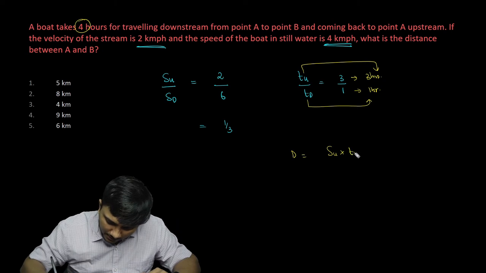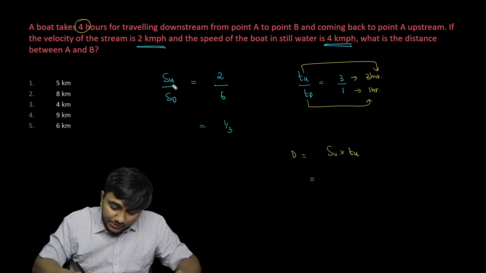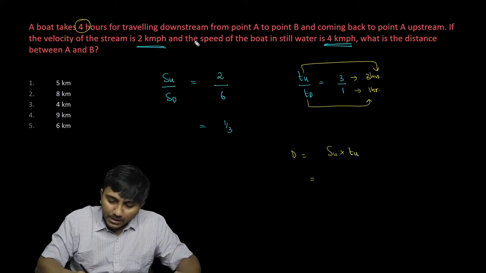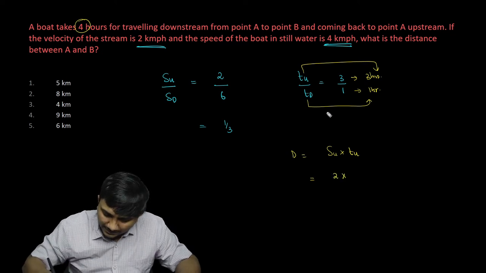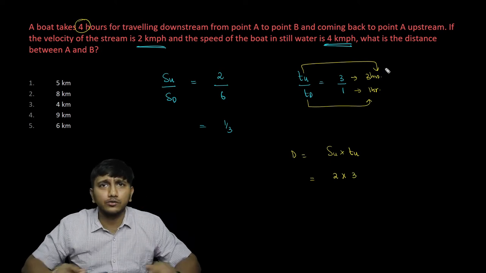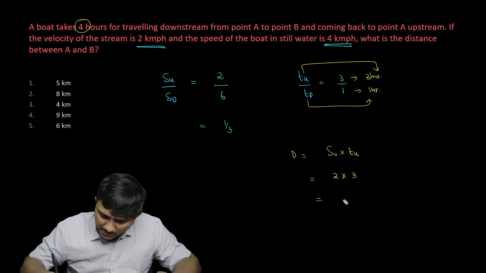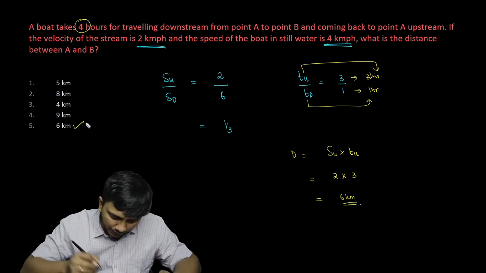Into time taken for upstream. Okay, so what is speed upstream? Speed upstream is 2 kilometer per hour, which is the difference of these two. So 2 into time upstream, we found as 3 kilometer per hour. This is in hour, so there is no problem with the units. It's going to be 6 kilometers. That is the distance. Answer is 6 for this question.